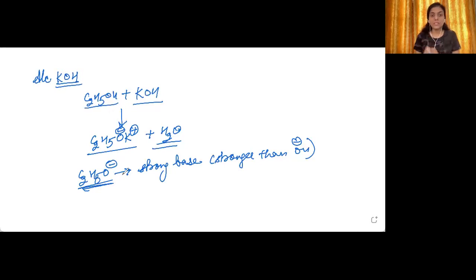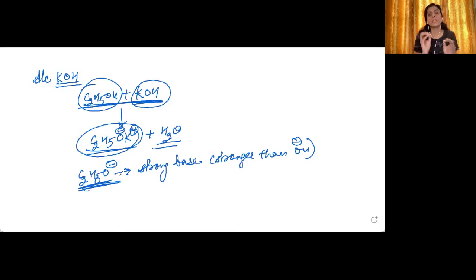OH negative, when it is present in water, it will be completely hydrated from all the sides, and its basic character will decrease. Due to the decrease in basic character, what will happen? It will not be able to extract the proton from the beta position. But when we are talking about alcoholic KOH, KOH has been dissolved in an alcohol. It will lead to the formation of an alkoxide ion. In this case, we have considered ethoxide ion. Otherwise, if we are generally talking, it will be alkoxide ion. That alkoxide ion, it will be able to abstract the beta hydrogen because it is a stronger base than OH negative.